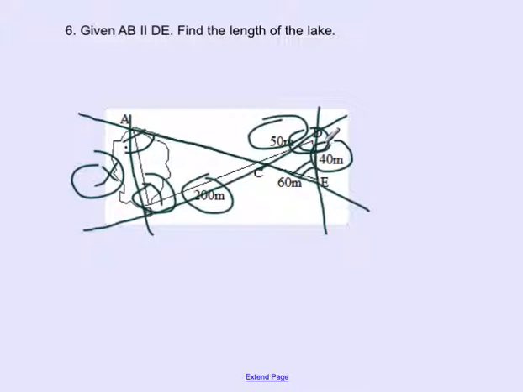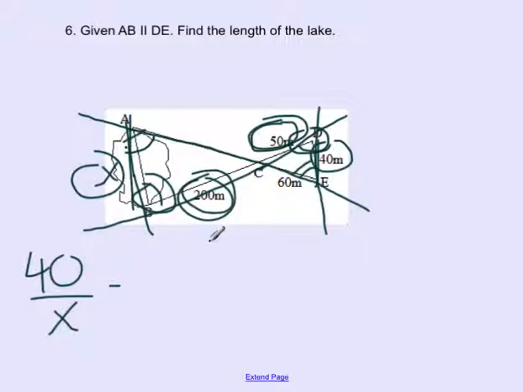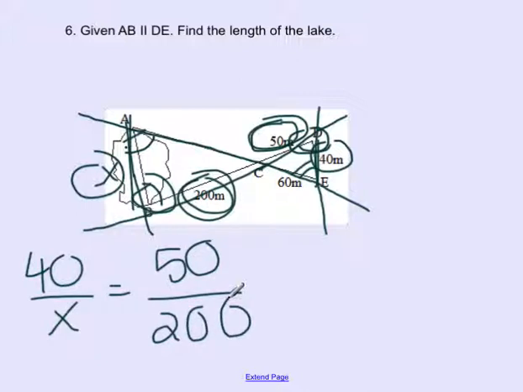So let's go ahead and let's set up our proportions. So 40 is going to associate with our x. So we have 40 over x. And then our 50 is going to associate with our 200. So we're going to have 50 over 200. So I'm going to go ahead and have you guys solve that proportion on your own. Make sure you label your answer meters.